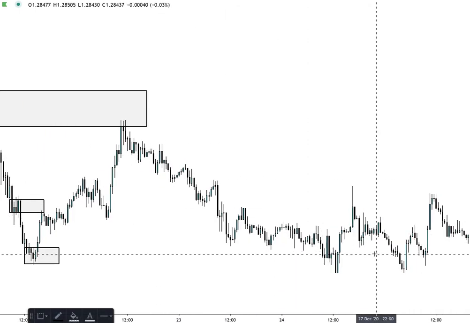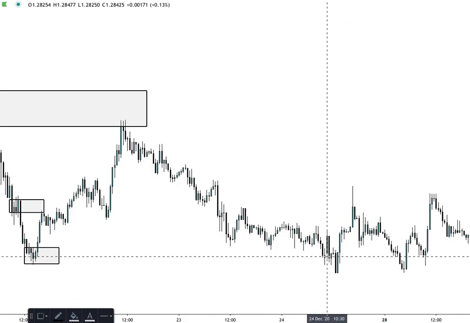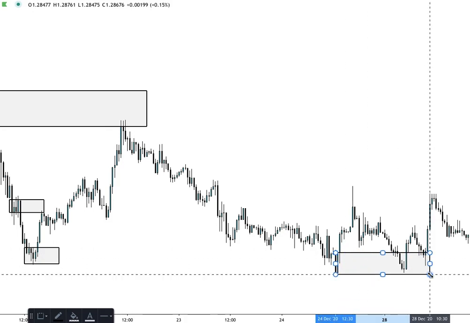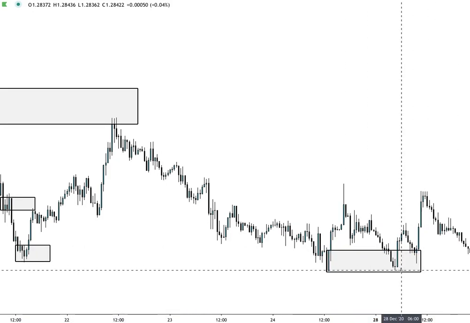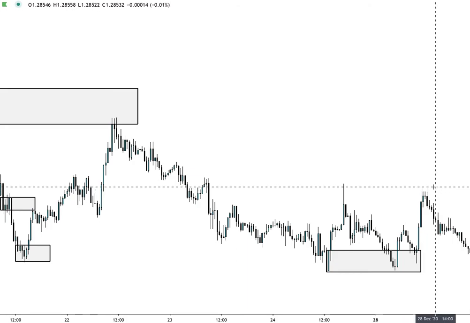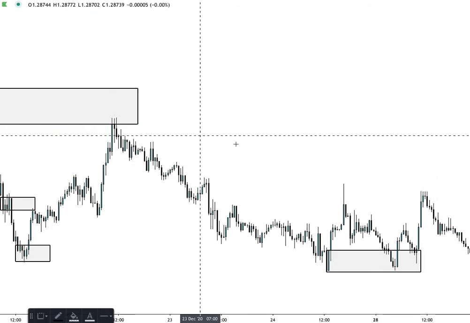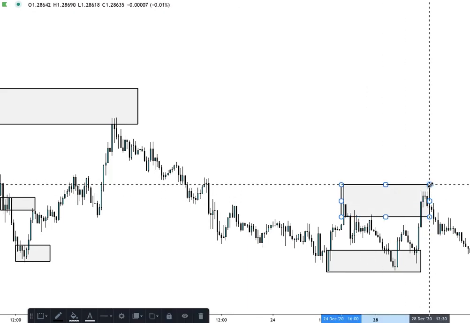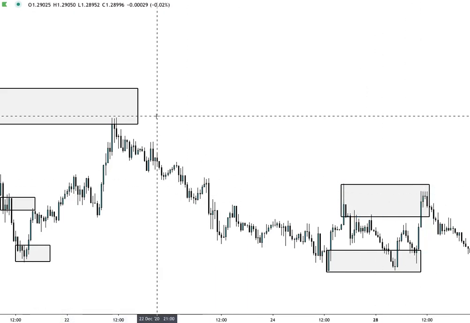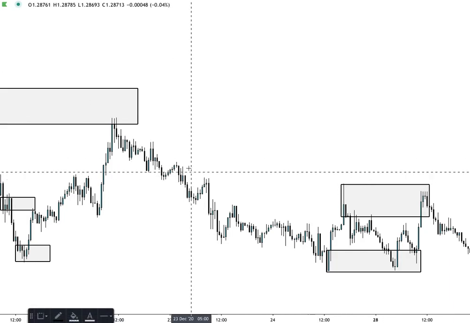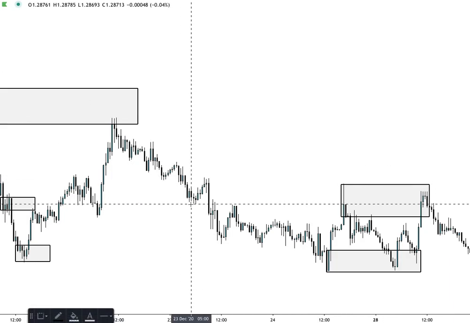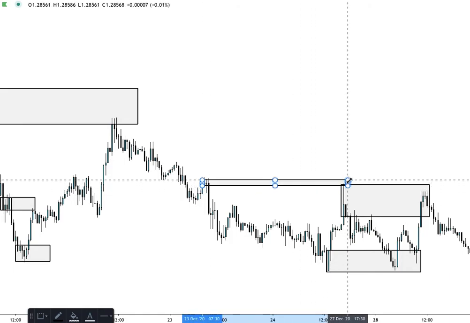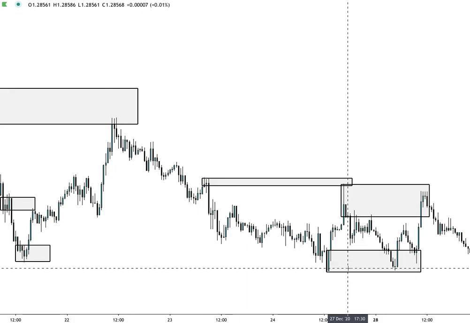This is another example. Drop, base, rally. And we could see the market reacted right here. And just as another example, we had a rally, base, drop. We had the market react right here, and then we had a drop, base, rally, base, drop, right?